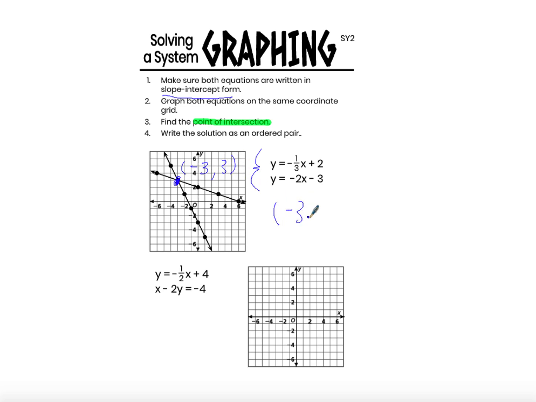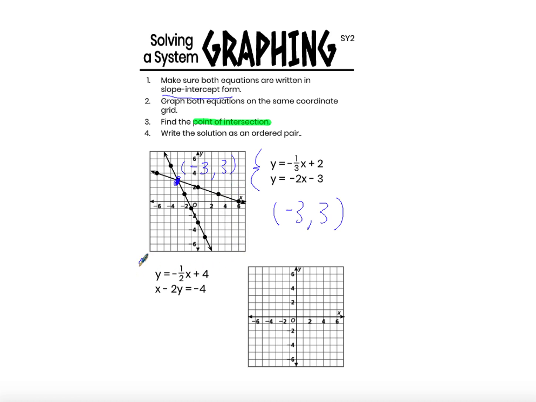It is really important, and a common mistake for students, to graph both lines and then not write what the solution is. So you need to make sure that you write the solution as an ordered pair. If we mentally check our solution, let's go ahead and do that. Negative 1/3 times negative 3 is positive 1. Positive 1 plus 2 is 3. Yep. And then negative 2 times negative 3 is positive 6. Positive 6 minus 3 is 3. That's a really great thing to do, just to make sure that the solution we found graphically is in fact our solution.